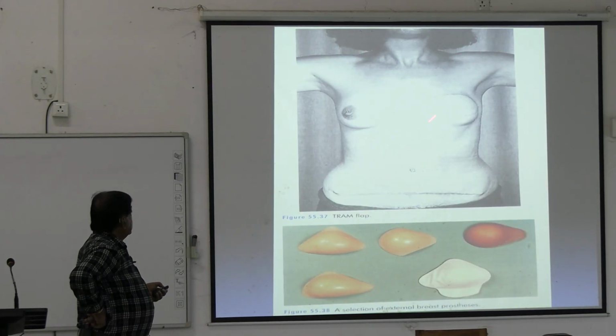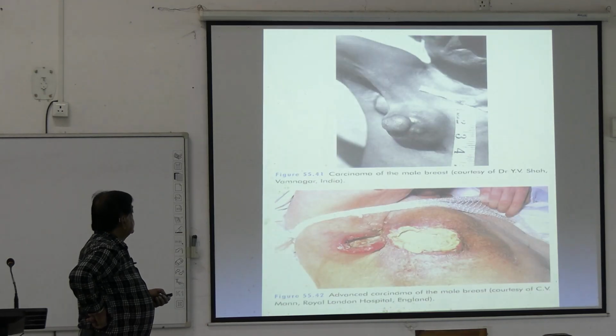Now, these are TRAM flaps. This is plastic surgery, and these are the different types of breast prosthesis. External breast prosthesis. Now you can see carcinoma of the male breast. This is a male. Carcinoma of the male breast. Here, carcinoma of the male breast. And advanced carcinoma of the male breast.